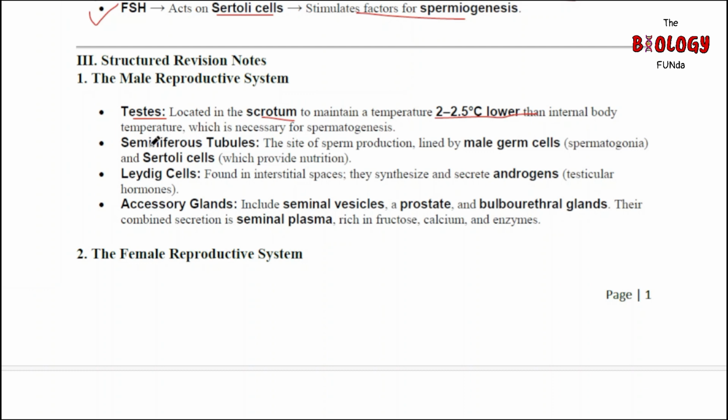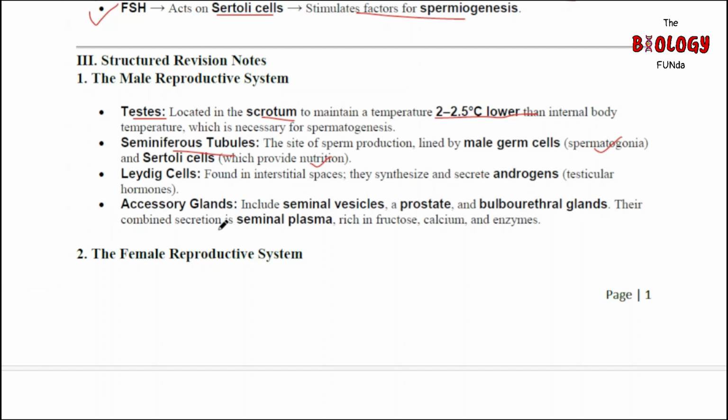Next we have seminiferous tubule. Now this is a site of sperm production which is lined by the male germ cells called spermatogonia and Sertoli cells which provide nutrition to the male germ cells. Leydig cells are found in the interstitial space which synthesize and secrete androgen.